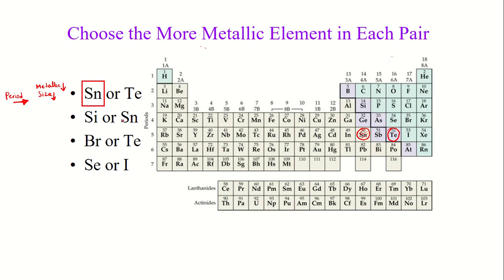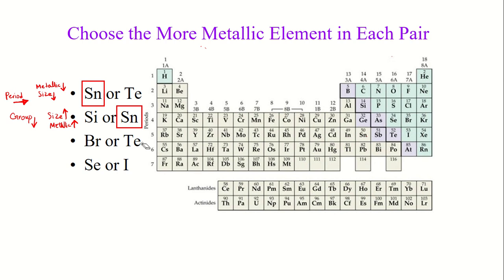How about Si and Sn? So let me erase that one and say Sn is here, Si is there, and we are going to move down a group. Down a group, size increases. It means metallic characteristics is increasing as well. So we move down a group, larger atom, so we are going to have more metallic properties for that. So Sn is that answer.